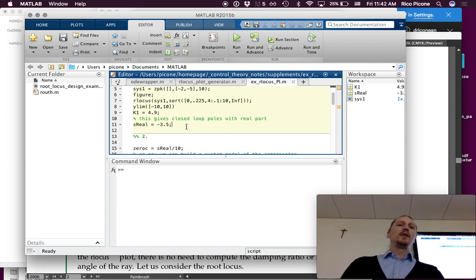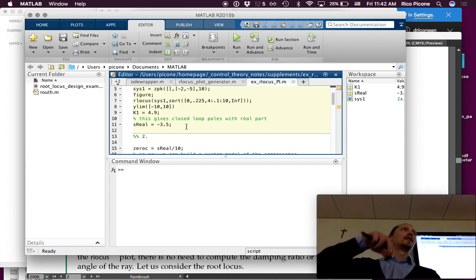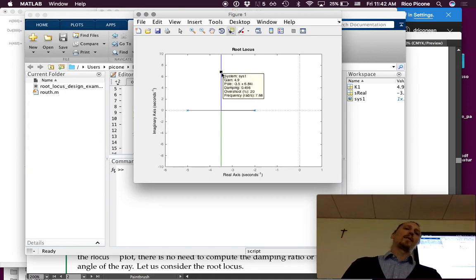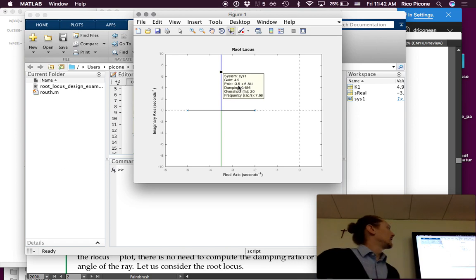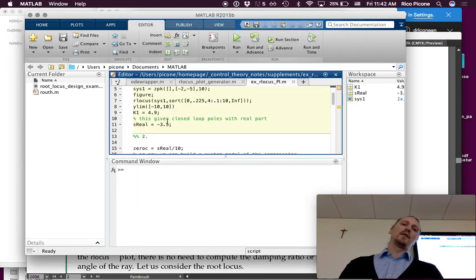It's useful using our little rule of thumb about where to put the 0 to specify where the real part of the closed loop pole is, the design closed loop pole is. And this one occurs at negative 3.5 in the real direction, coordinate, depends on the way you want to look at it. So negative 3.5 is something that I'm going to save in here and call it S real.